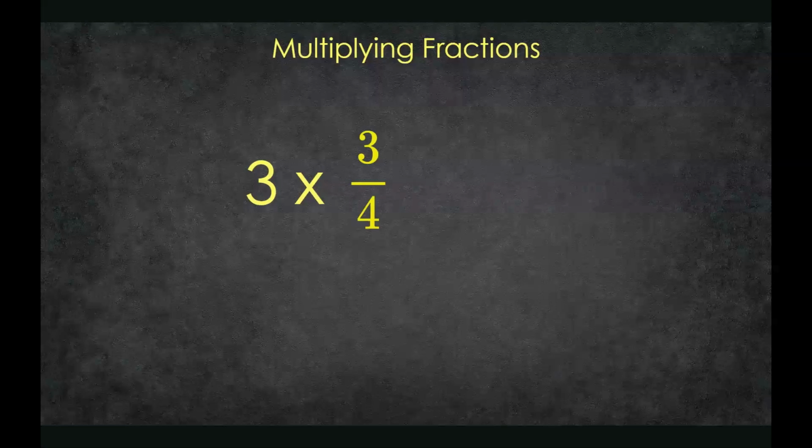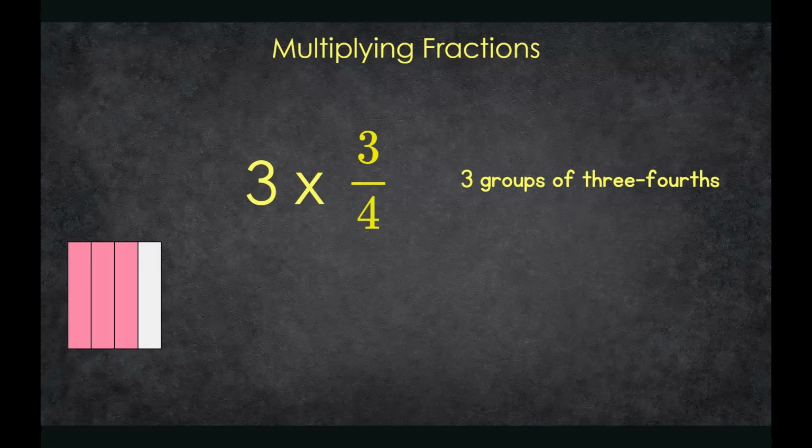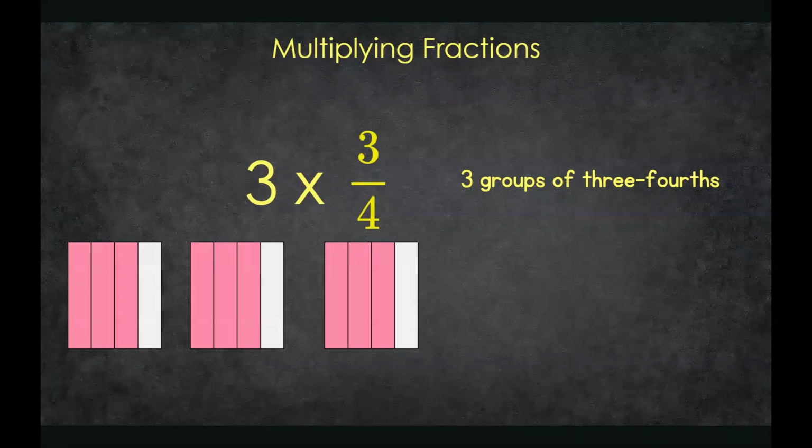So our first example, we have 3 times 3/4. Now, when we're multiplying, I want to remember it's just groups times the size of the group. So I have 3 groups of 3/4. That's 3/4 plus 3/4 plus 3/4. There's my 3 groups, and each size is 3/4.